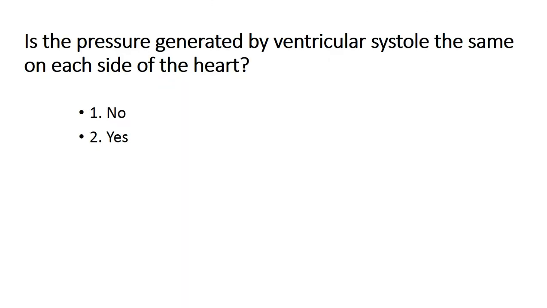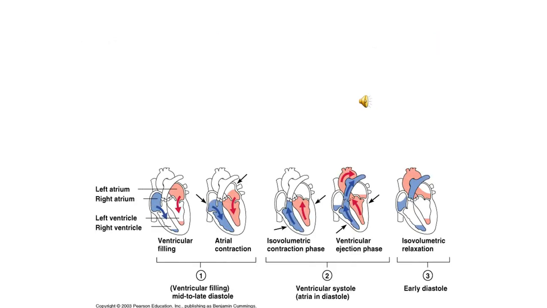All right, so the next question is, is the pressure generated by ventricular systole the same on each side of the heart? I'm going to give you that answer, and the answer is no. The pressure is not the same on both sides of the heart. The left side is much greater than the right side, but I want you to think about why. What causes that, and why do you think the pressure is different on both sides? Why is it not the same? See if you can come up with an answer. I'll give you a hint. Think about where those sides of the heart are sending blood to.